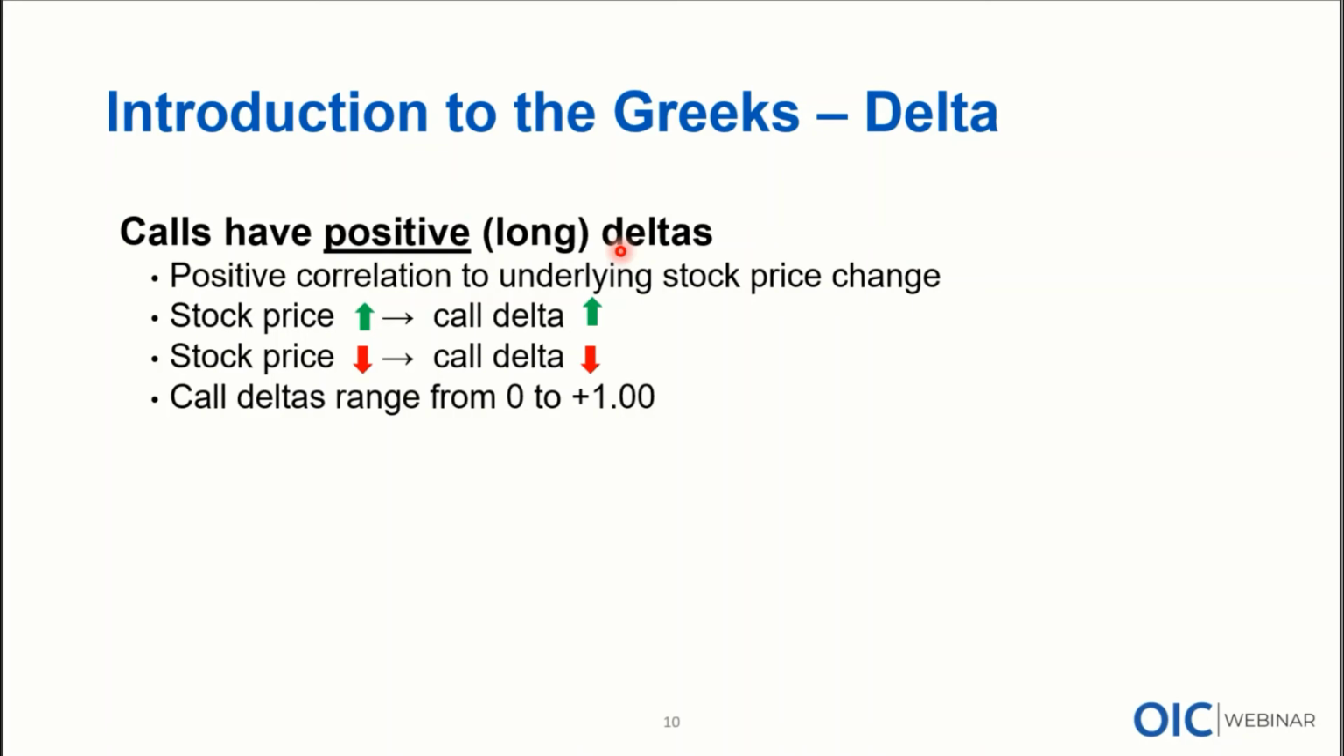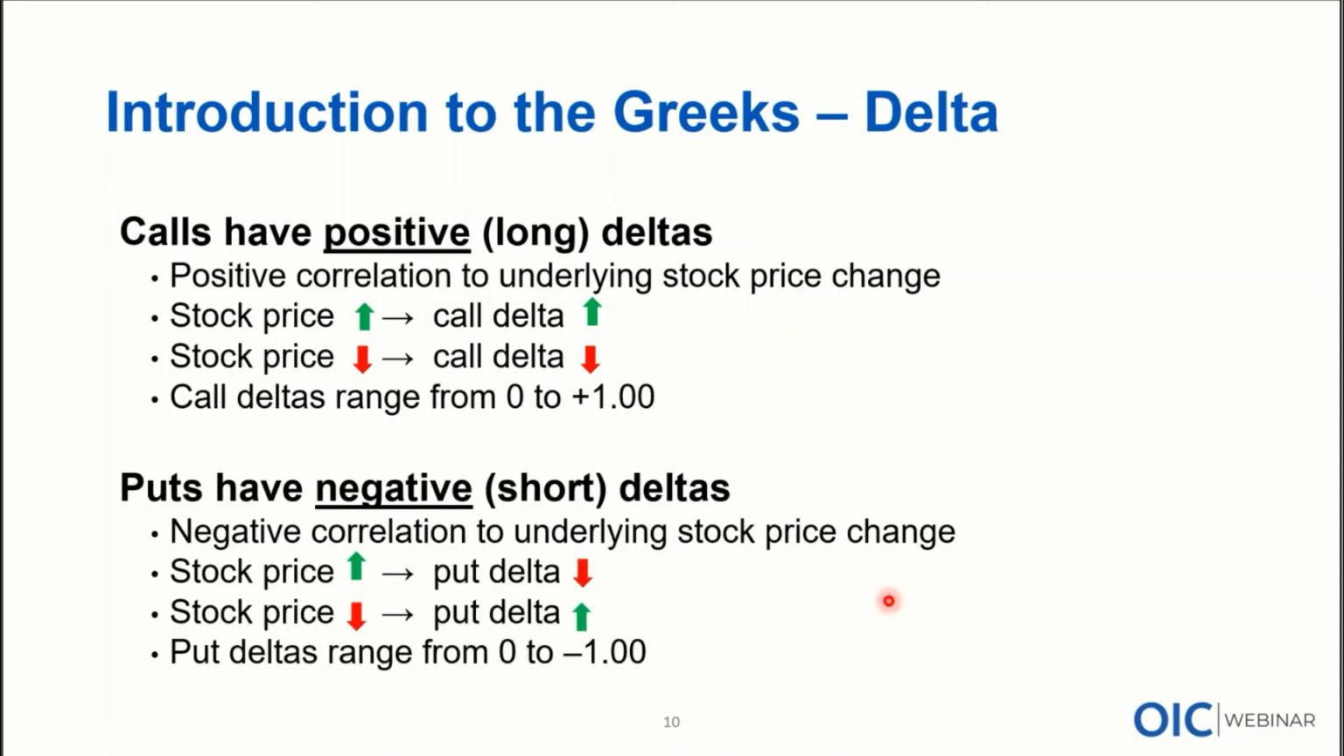Makes sense. If you own calls, you want the stock to go higher. It's bullish, long delta. If you're short calls, you want the stock to move lower. Short deltas, bearish. It's going to look a little different from here on the puts. Puts themselves have negative deltas because the correlation is now opposite. When the stock price goes up, your put value and your put delta goes down. Negative correlation, negative deltas.